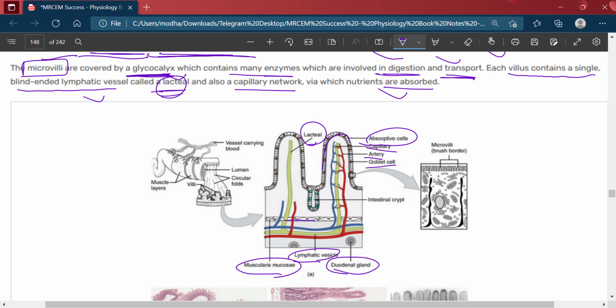Now the goblet cell, the intestinal crypt, and the microvilli. Here there is the microvilli. This lacteal is located in the villus. And this is the microvilli, this is the brush border.